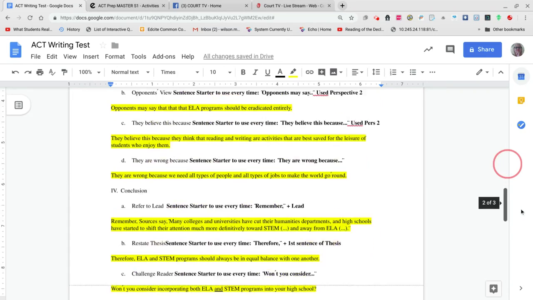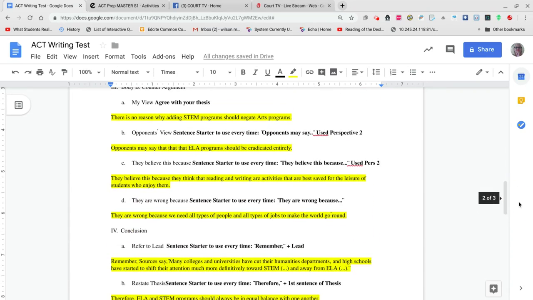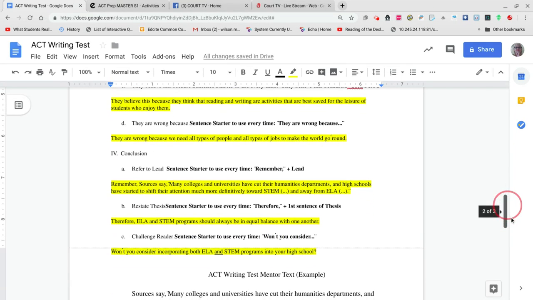And so here it would say they believe this because they think reading and writing are activities that are best saved for the leisure of students who enjoy them. And then they are wrong because we need all types of people and all types of jobs to make the world go round. Now we have the conclusion, and we're going to go back to our introduction to make it mirror each other. So all we're going to do is we're going to take in the conclusion, refer to the lead, restate the thesis, and challenge to the reader.